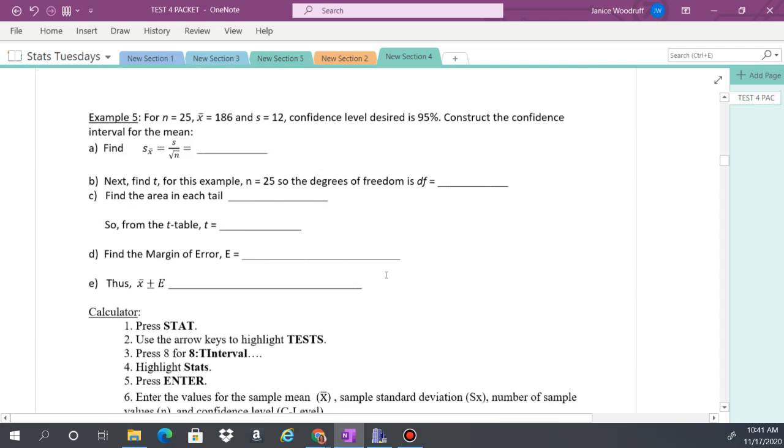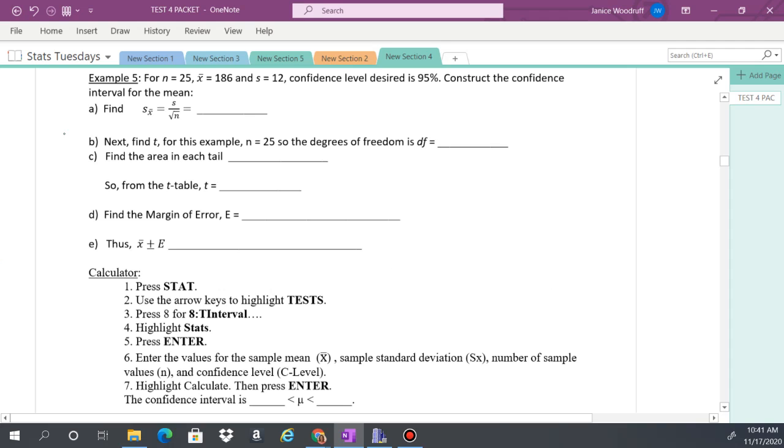So for example 5, we have a sample size of 25, an x bar of 186, a standard deviation of 12, and a 95% confidence interval. We want to construct the confidence interval for the mean. So notice here that the standard deviation that's given is S, which is a sample standard deviation. Remember, population standard deviation is sigma. So that's population. S is your sample. So it's telling you this is a sample standard deviation, which means you use t.